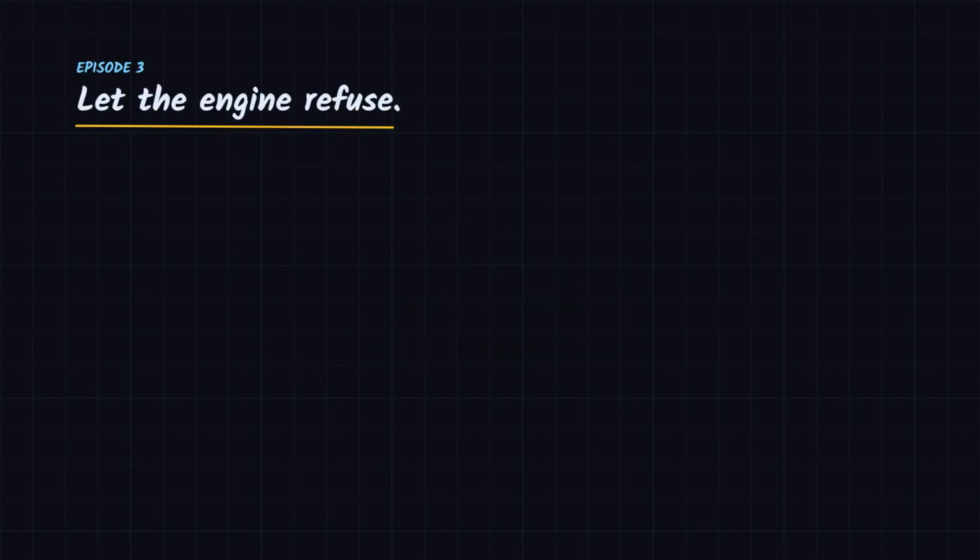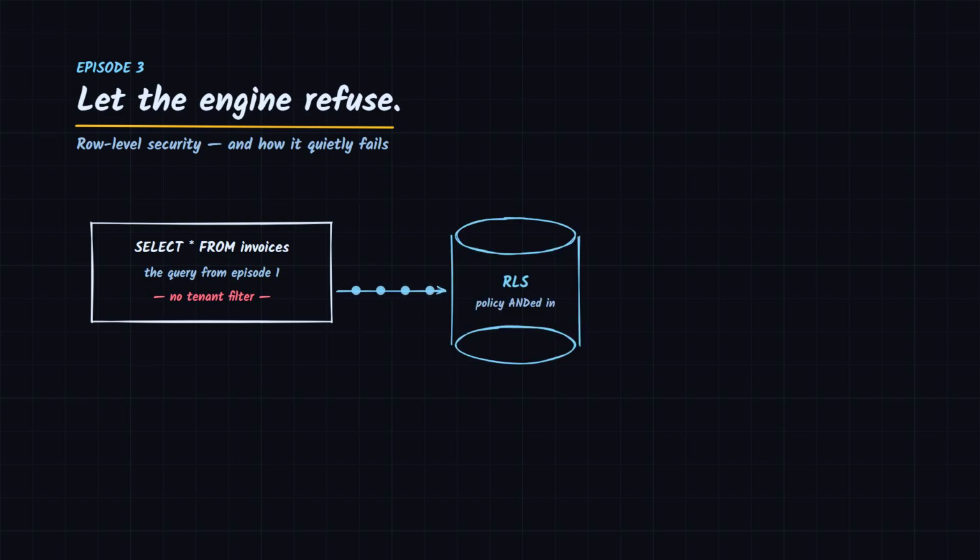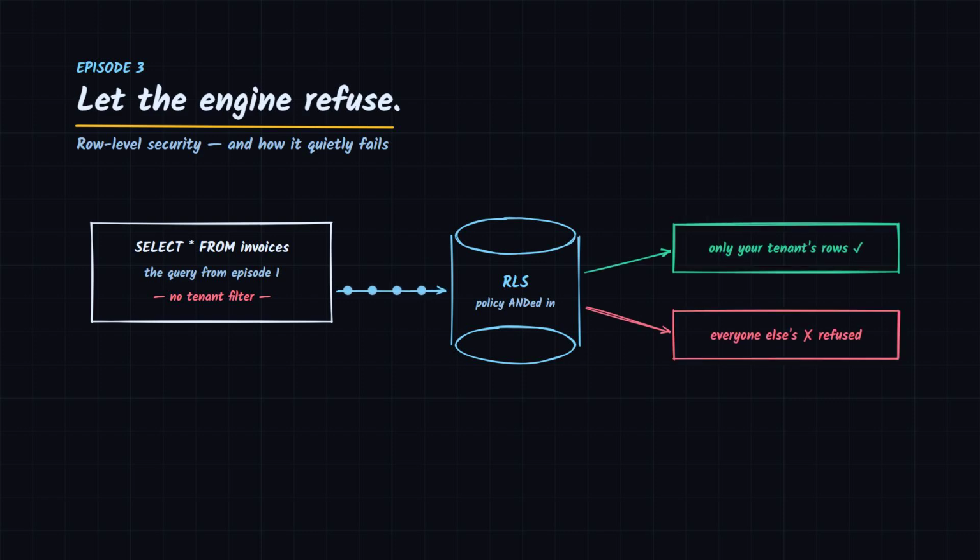In episode 1, we agreed the problem: isolation that depends on every query. Remembering a filter is not a security model, it is a hope. So here is the fix. Postgres can apply that filter itself on every query, whether you wrote it or not, whether the query came from your API or from a psql session someone opened at midnight. It is called row-level security.